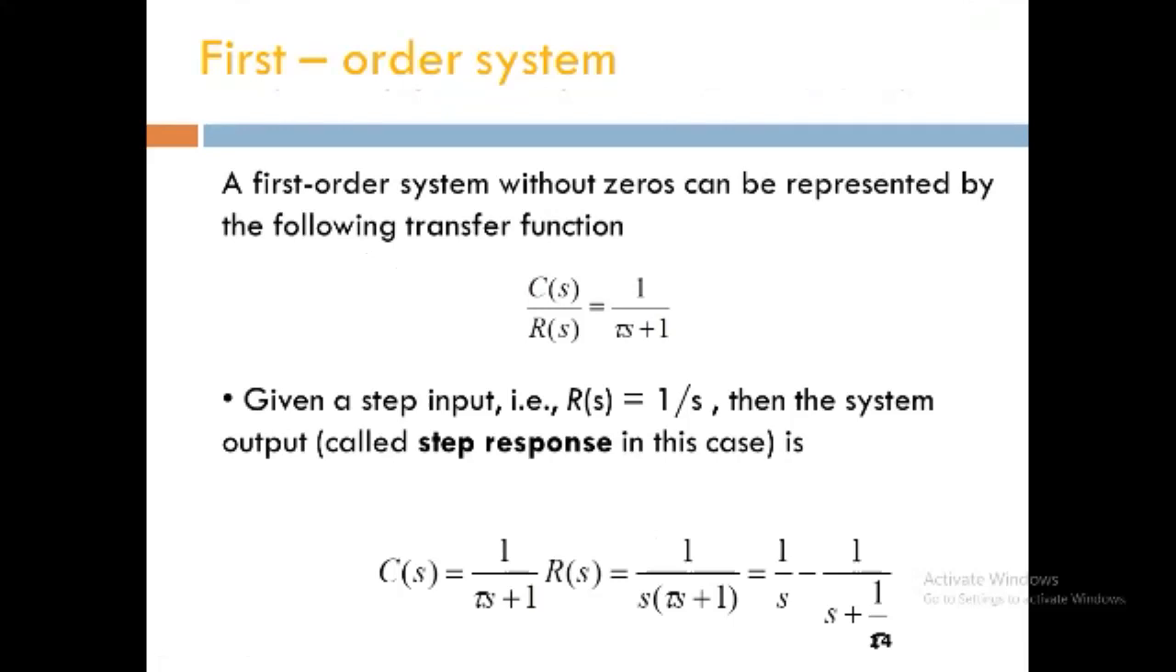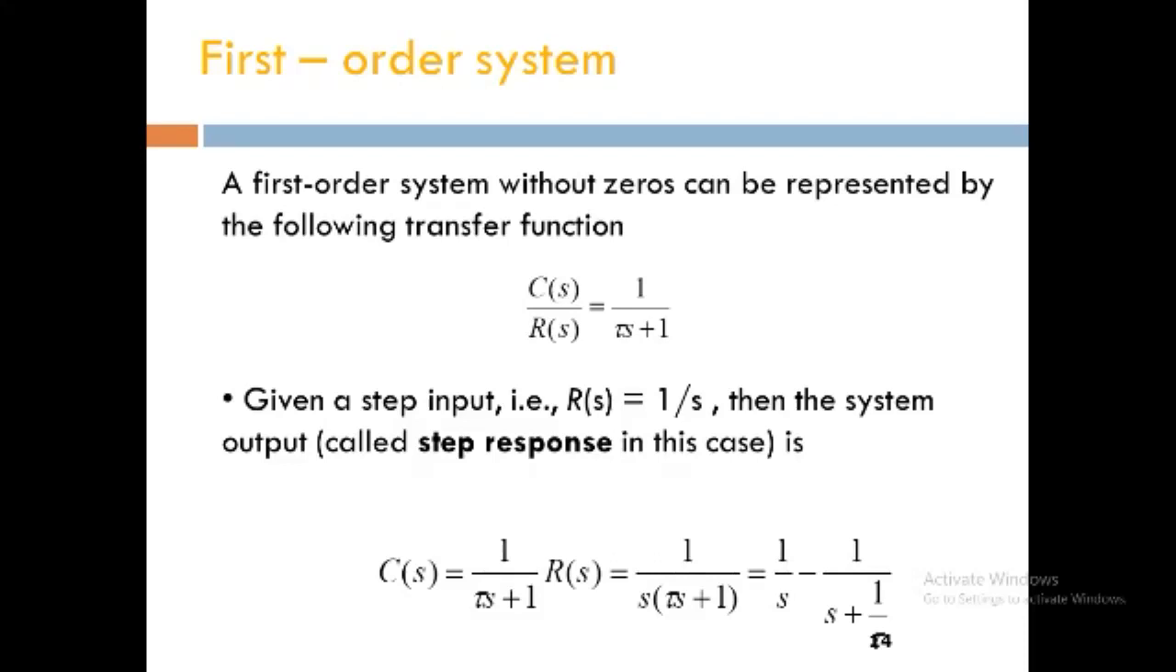In this first order system, a first order system without zeros means in the denominator tau s plus 1. So what is the value of the pole? Here the value of the pole is -1, and there is no term of s present in the numerator, only 1 is present, so there are no zeros, and it can be represented by the following transfer function, that is C of s upon R of s is equal to 1 upon tau s plus 1.